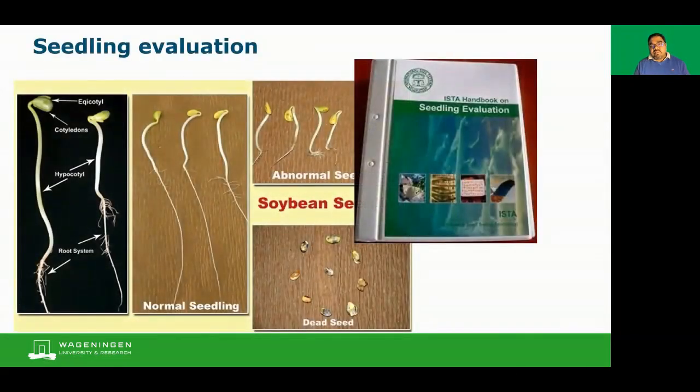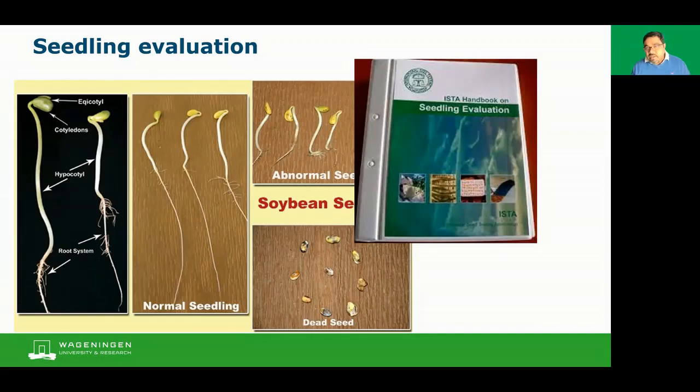And the next very important thing is the seedling evaluation. So we have done the germination. How are we going to interpret the reports? The International Seed Testing Association has a handbook, the ISTA handbook on seedling evaluation, where for most of the species grown in the world, there are images of how the seedling should look if we want to classify it as an abnormal seedling, normal seedling, or dead. So these all are there.